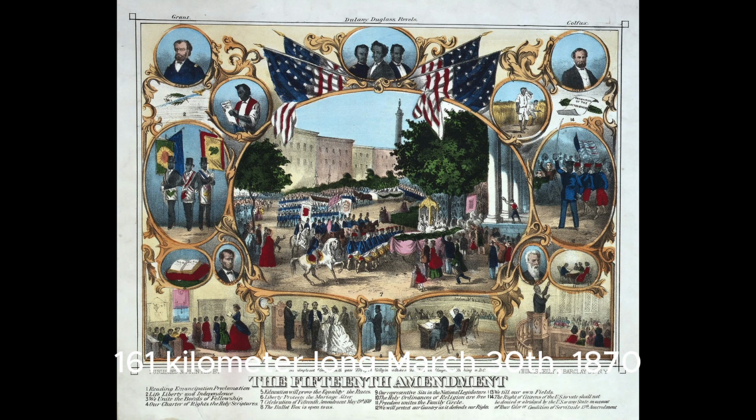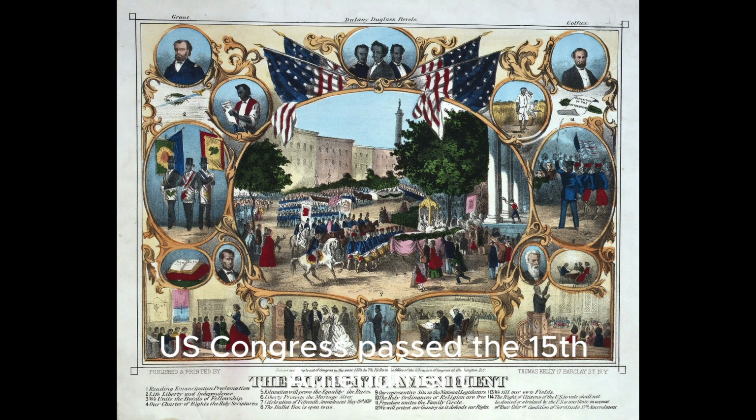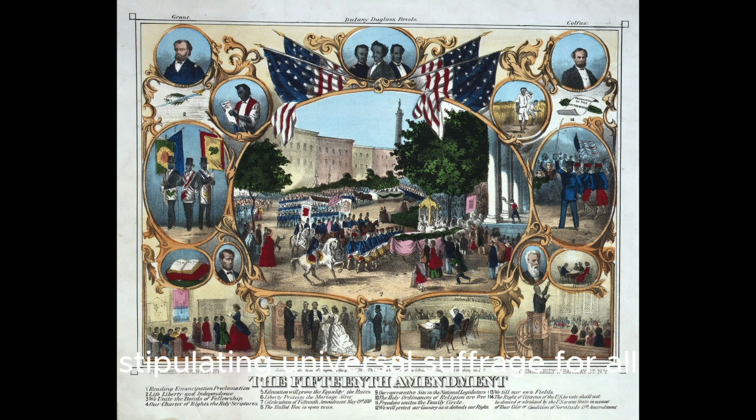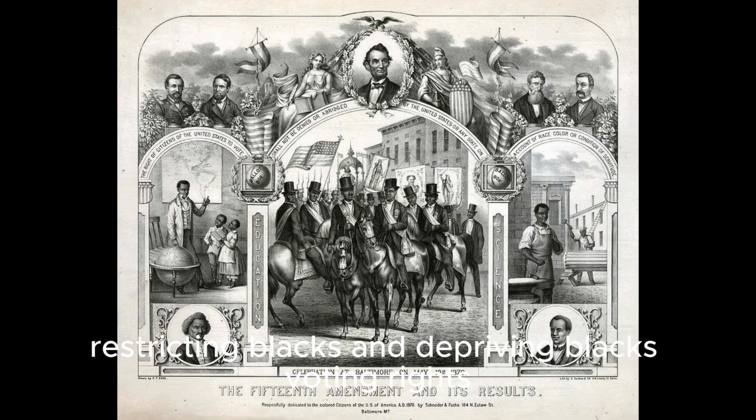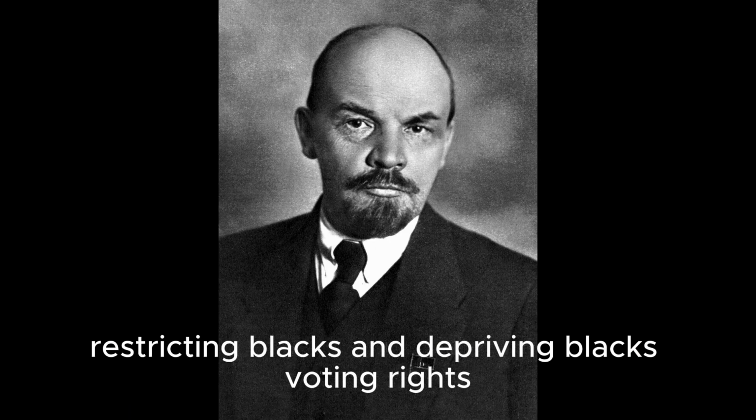March 30, 1870, U.S. Congress passed the 15th Amendment stipulating universal suffrage for all American men regardless of color. For the first time, blacks had voting and candidacy rights. However, many southern states still issued separate laws restricting blacks and depriving blacks voting rights.